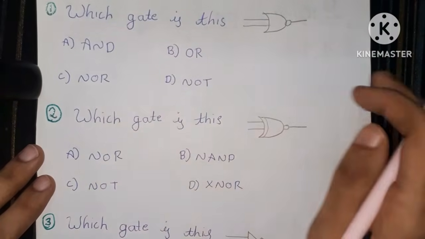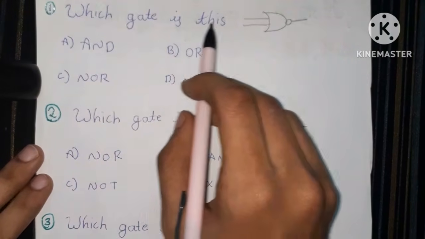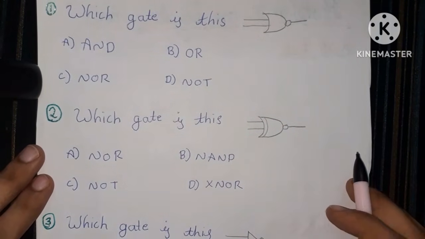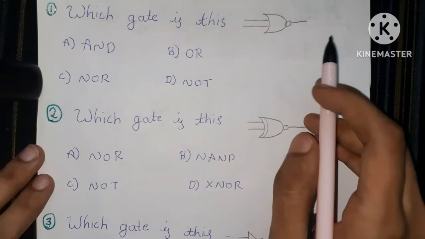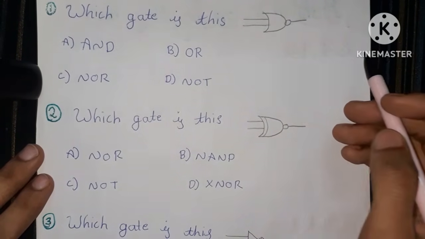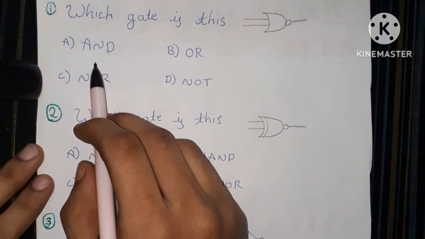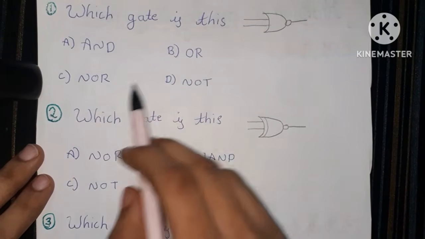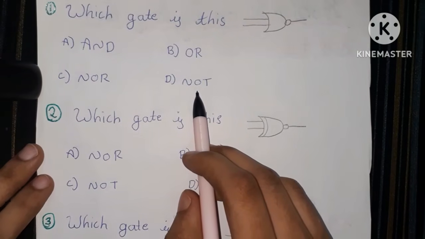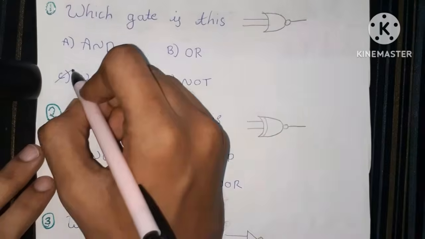Now we will start the question. Which gate is this? Pause the video here and try it on your own. Option 1, AND gate, OR gate, NOR gate and NOT gate. It is definitely a NOR gate.